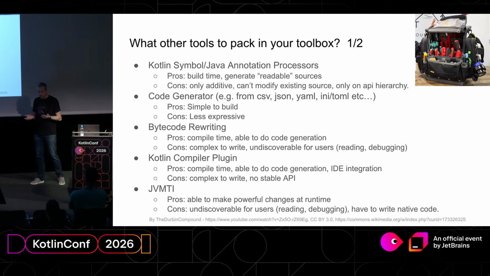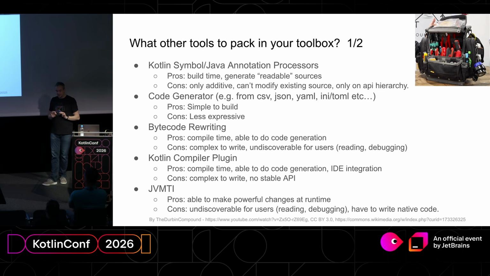Next, a really powerful one: bytecode rewriting. You can basically make any changes you want. It's at compile time, so it's safe at runtime. The downside is you need to be a compiler engineer to write these, and it's kind of a black box to users. Similarly, the Kotlin compiler has this amazing thing called compiler plugins. It allows you to modify the AST during compilation time, and you get IDE integration, everything for free. Again, you need to be a compiler writer to do these, and the Kotlin compiler API is not a stable API, so you have to deal with breaking changes from version to version.